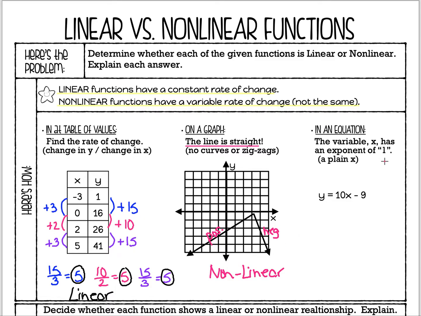All right, then we've got an equation. So when you have an equation, all you're doing is you are looking at whatever exponent is on the x, right? So we're going to look at the variable x. We're looking at this x right here. And we're going to look at what exponent is on the x. And we want it to have an exponent of 1. Now, we know that whenever we have a plain variable, when I have a plain old x here, that really means x to the first power, right? We just don't bother to write it. So because this is a plain x or an x to the first power, that means this is linear.